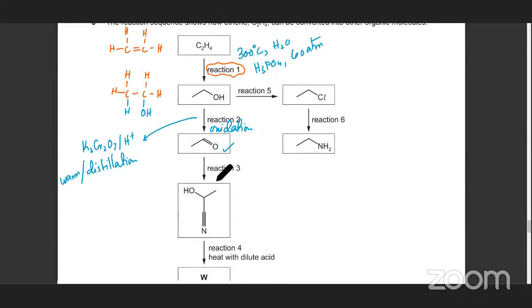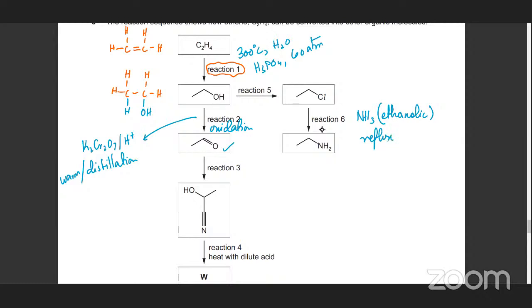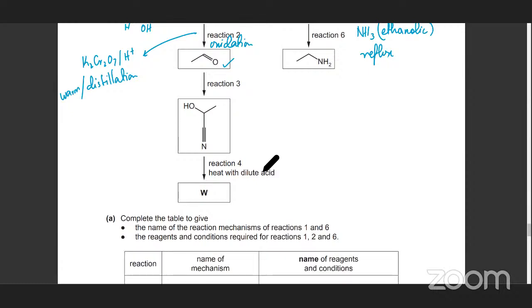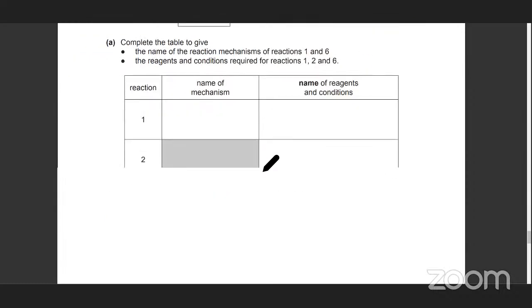Then sixth, it's this one. It's Cl getting substituted by this, which is nucleophilic substitution. That's NH3, ethanolic, and heat with reflux. As a pair, complete the table. So we're done with this.